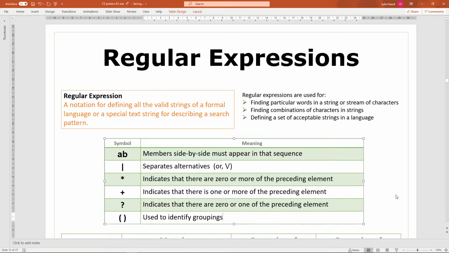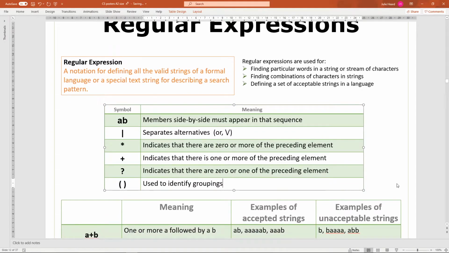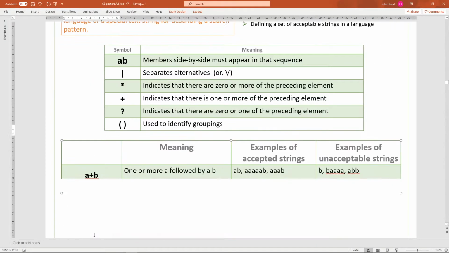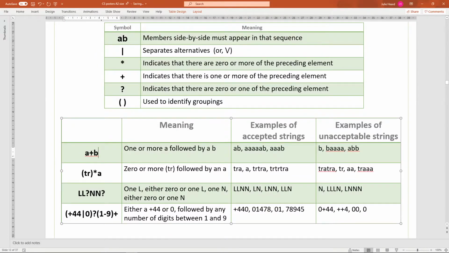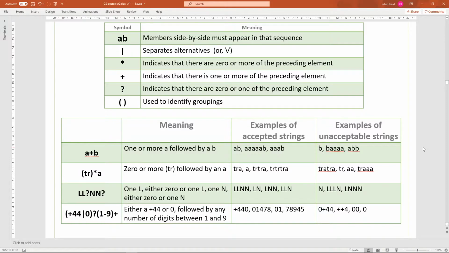Now we're going to go for a few quick examples just underneath, so that you can fully understand what we're talking about before I throw you at some nasty ones. So, again, we've got A plus B. We know what the plus means. The plus means that there is one or more of the preceding element. So we've got some accepted strings here, and some not accepted strings here. Remember, it works on the preceding element. So that plus is working on the A, not on the B. We're saying 1 B at the end.